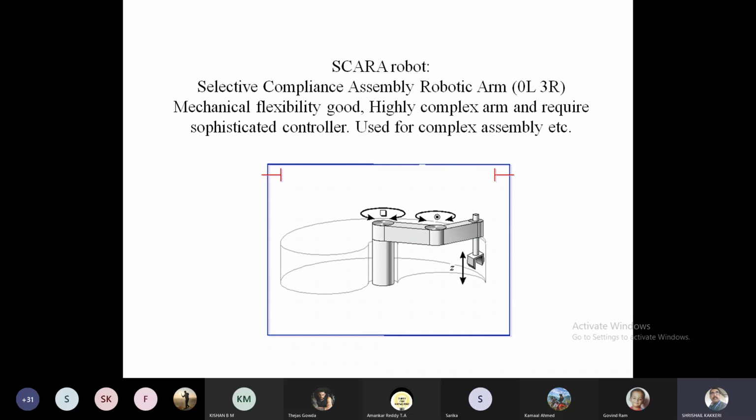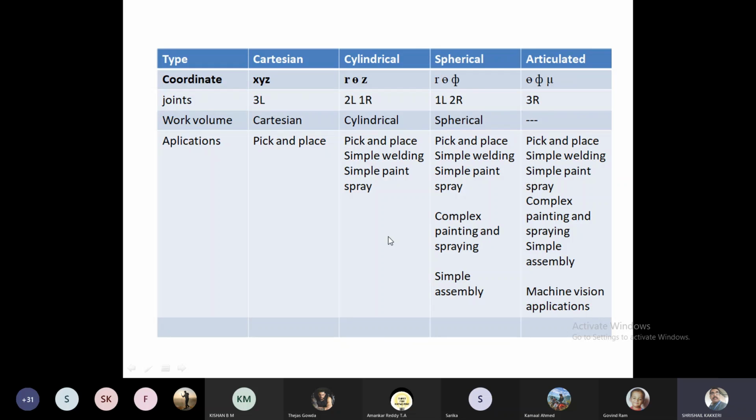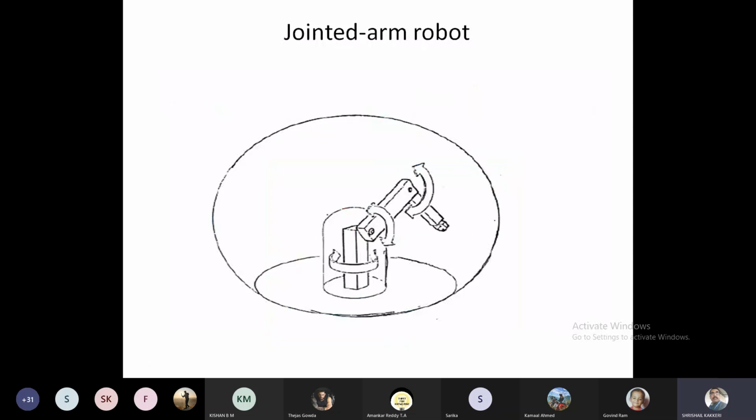Now let me come to the jointed-arm articulated robot. A jointed-arm articulated robot may be vertical SCARA or horizontal SCARA. If this particular arm is horizontal, it is called horizontal SCARA. If this arm is vertical, it is called vertical SCARA. It resembles the human arm. You can see here, this will be like the shoulder, the elbow, and the wrist end. It resembles the human arm, so it is called an articulated robot arm.